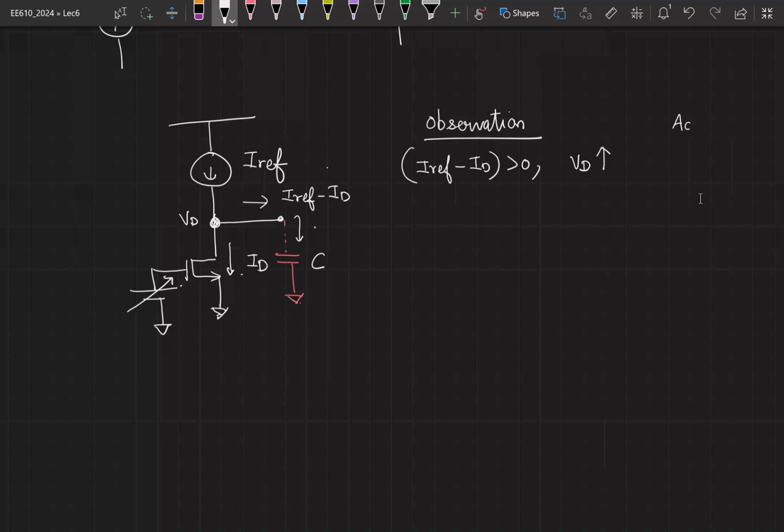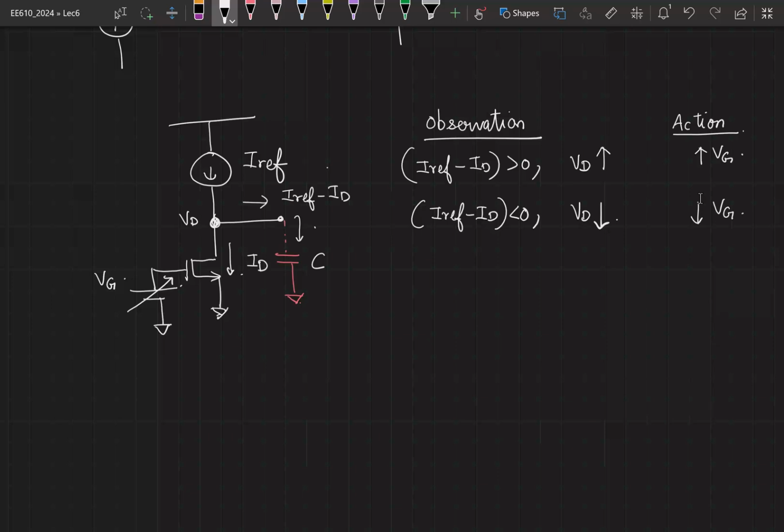And what is the action you need to take now? What should you do to the gate voltage? You also need to increase your gate voltage. Now, the opposite scenario is if IREF minus ID was lesser than 0, what happens to your drain voltage? This is going to decrease. And what is the action you need to take? You need to decrease this VG.